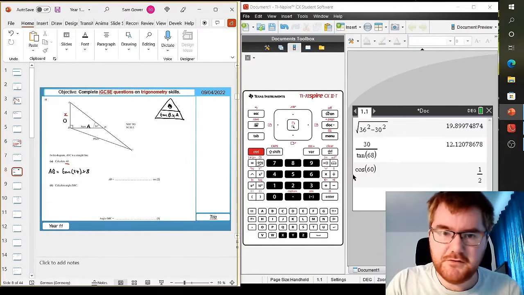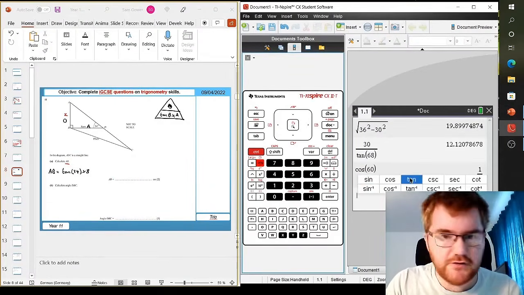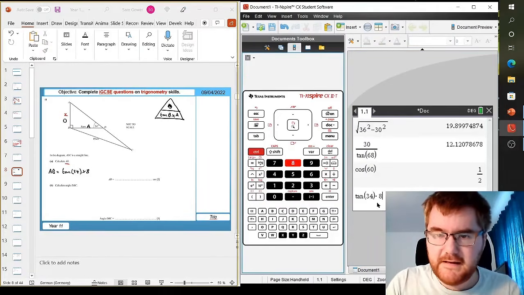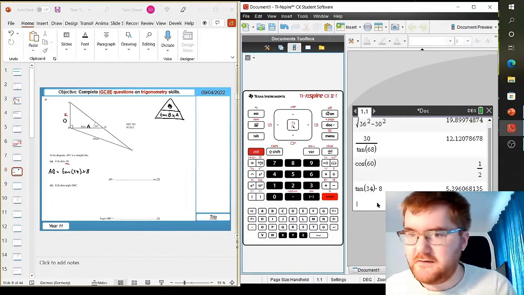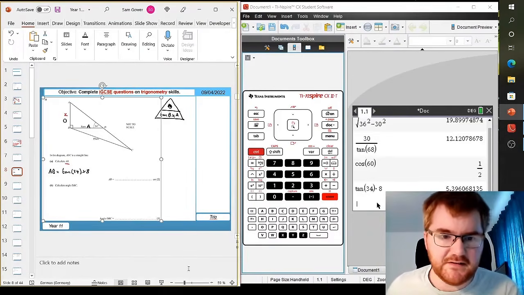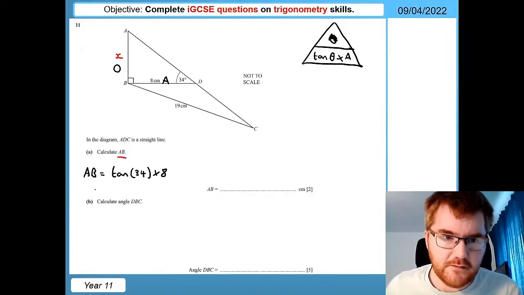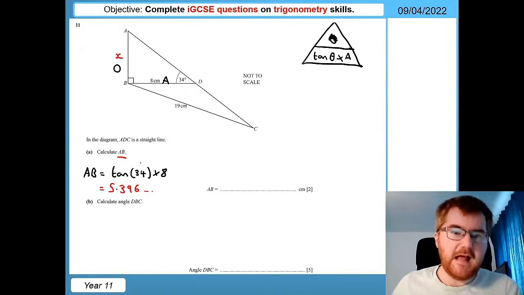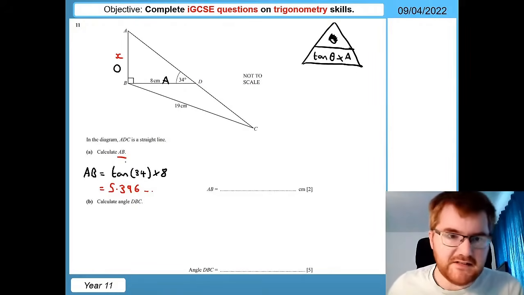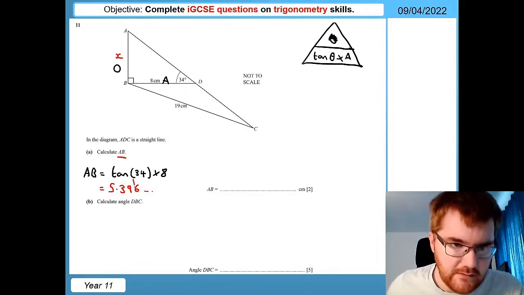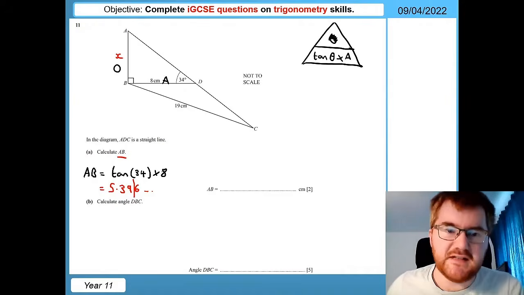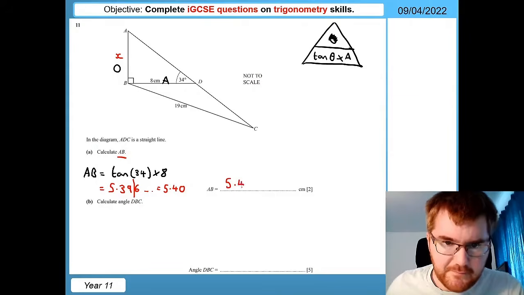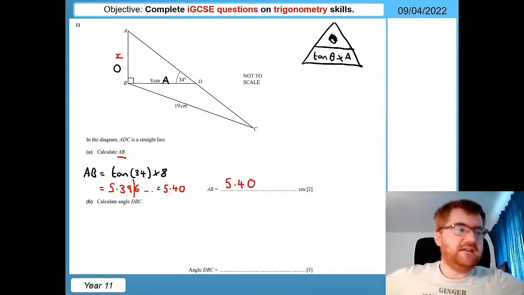So we're going to type in, we can use TAN or we can press the trig button, tan 34 multiplied by 8, enter, and we get our answer of 5.396. So I'm going to write down 5.396 dot dot dot. And again, we want to round, as always, to 3 significant figures. So 1, 2, 3. We round the 9 upwards, so that's going to give us 5.40. Again, we have to be very precise in the rounding that we do to guarantee that we get all the method marks.